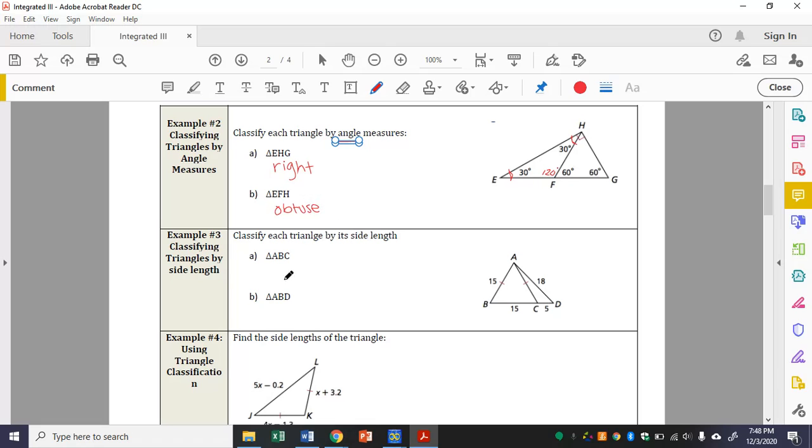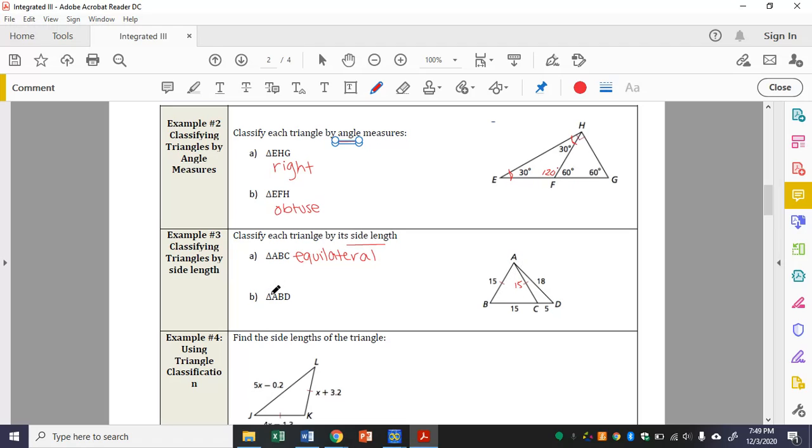Okay, and then we jump down here to A and B, and we want to now classify by the side lengths. So we're looking at triangle ABC, this triangle here. We see that we have tick marks. So if this side is 15, this side over here with the tick mark is also 15. I also know this last side is 15. So they all have the same exact measurement. They all have a length of 15, which, if I want to classify this by side length, means this is an equilateral triangle.